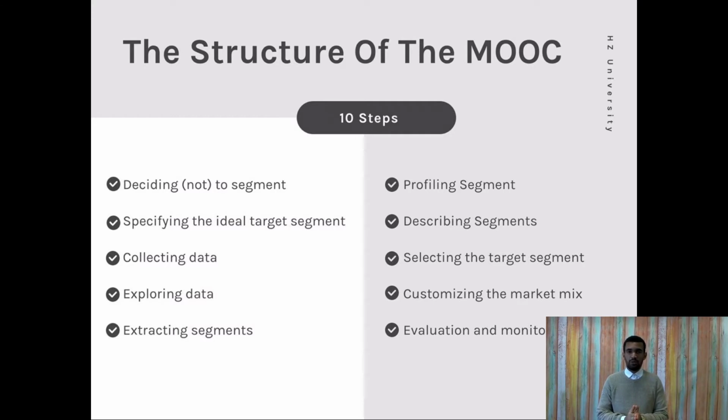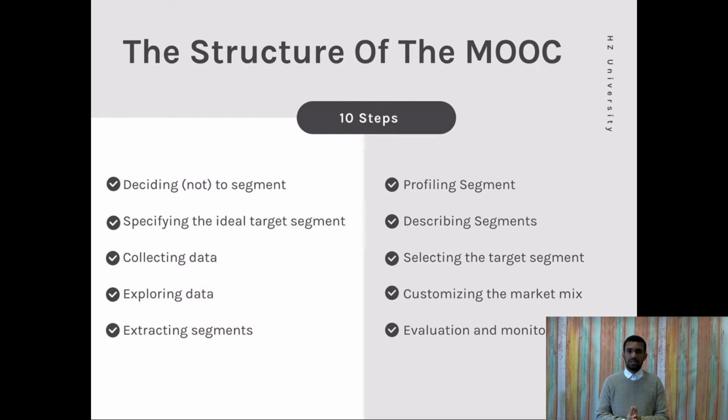The first step is deciding to go or not to go. There are certain elements that every organization needs to decide before deciding whether to go for market segmentation or not. The second point is specifying the ideal target market. In order to accomplish market segmentation, we'll need to see how the market is spread and what the best, ideal, or common sense target group is for us.